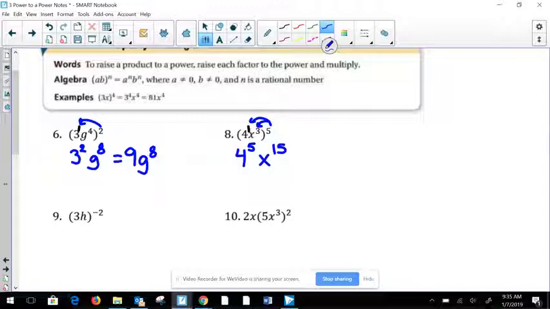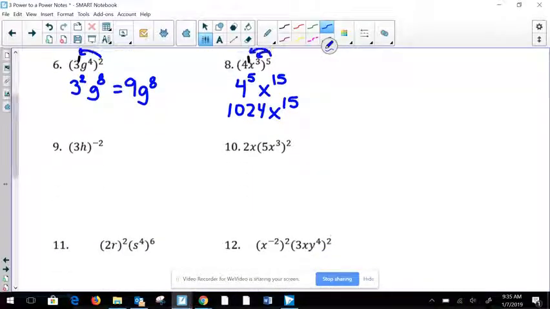Now don't forget to go back and simplify. If we have an exponent that's smaller than, I would say like 7 or 8, then you should definitely be going back and simplifying. 4 to the 5th power is equal to 1024, and you still have your x to the 15th power. Good job.